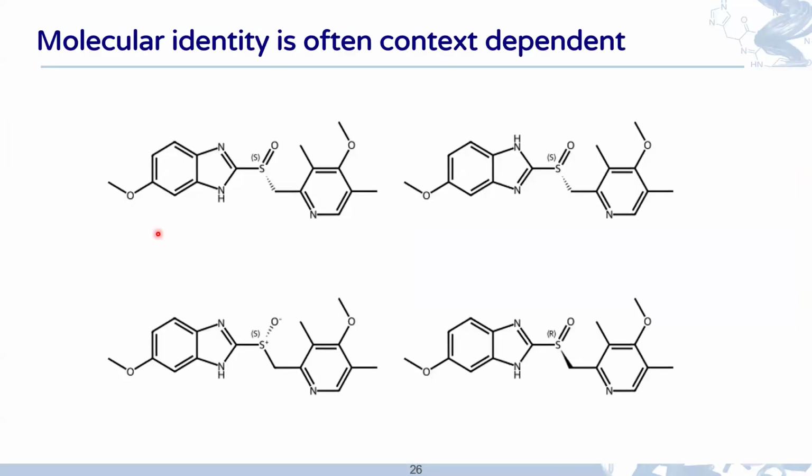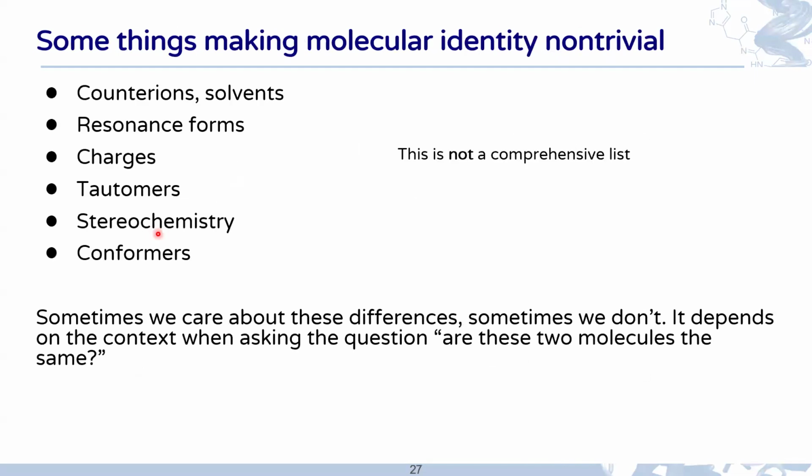So what I'd like to take out of this is that molecular identity is often context dependent. It's really not a simple question, even though it seems like a simple question. If you're going to limit yourself to a single context, it gets pretty easy again. So if you say, I don't care about tautomers, I don't care about stereochemistry, I don't care about 3D, then things get simpler. But if you start caring about those other things, things get a little bit complicated.